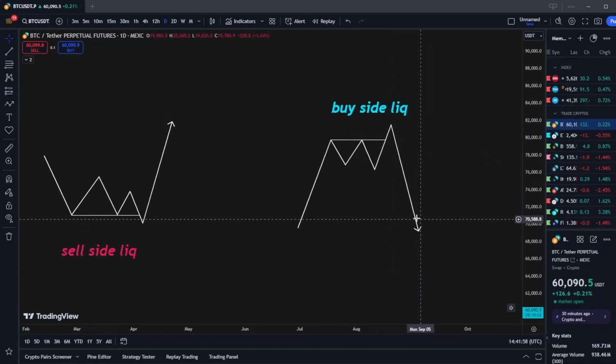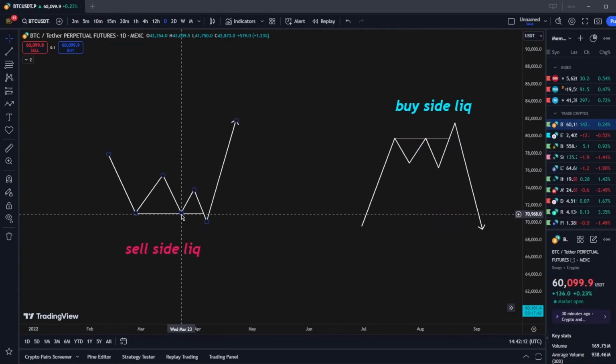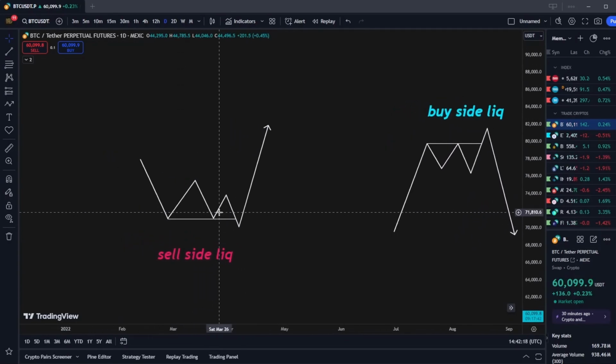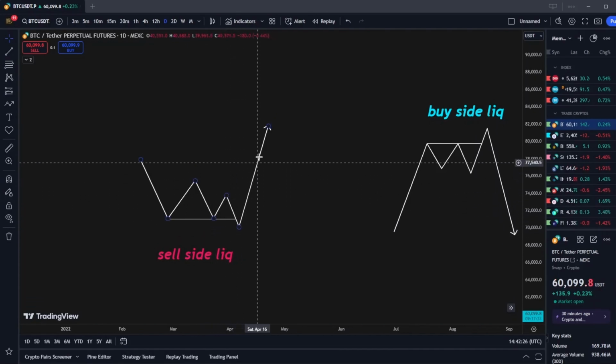Now the key reason for this occurring is that large institutions need mass liquidity in order for them to place their orders and in order for those orders to be actually hit. So if many people are placing their buys right here, they have all of their stop losses below. When those stop losses get hit, that's additional liquidity going into the market, allowing big institutions to actually buy up that liquidity, and then they can follow the move up.